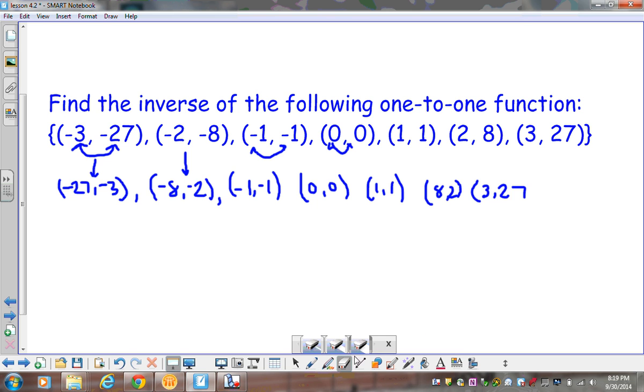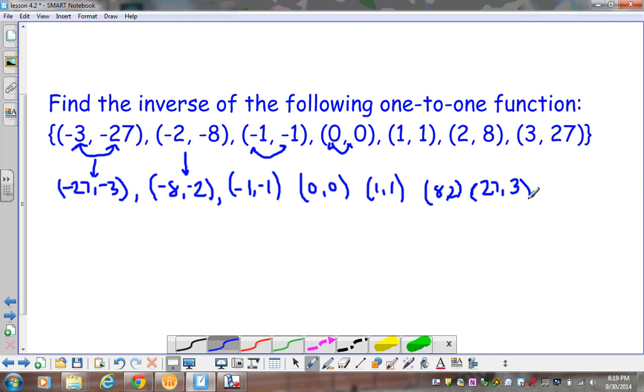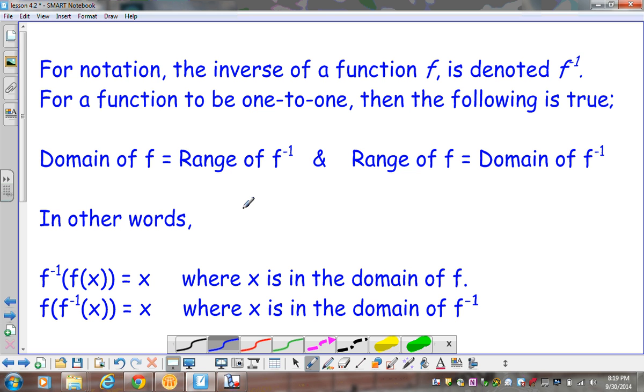Psych. Making sure you guys are awake. Let's try that again. So my last one will be 27, comma 3. So those are my inverse values. So once again, ordered pairs are probably the easiest because you're just taking your ordered pairs and you are flipping them. All right. Now let's look at an actual function.